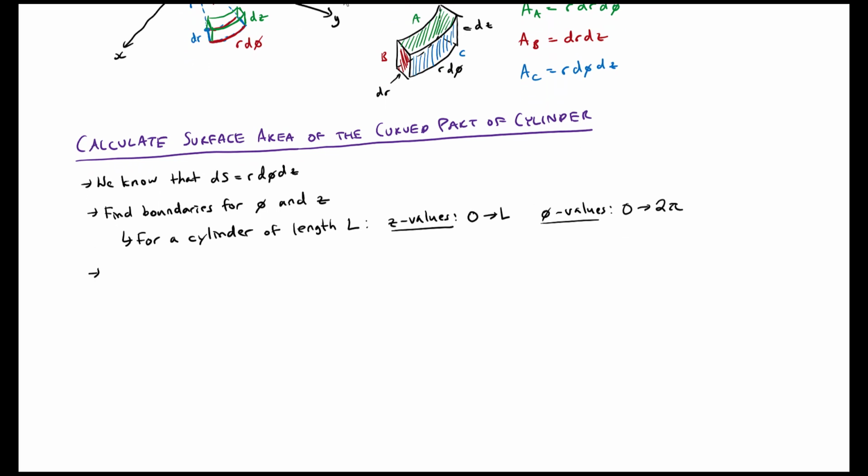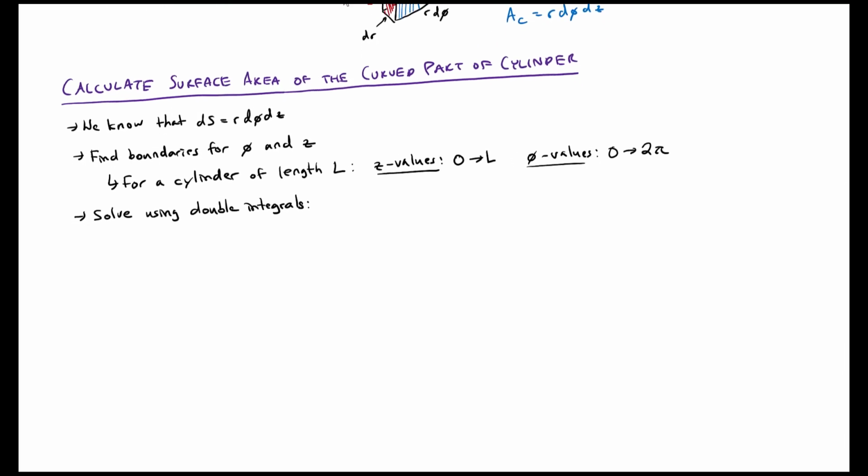Now we can solve using double integrals. So the surface area is equal to the integral from 0 to L and the integral from 0 to 2 pi, and we have r d phi dz.